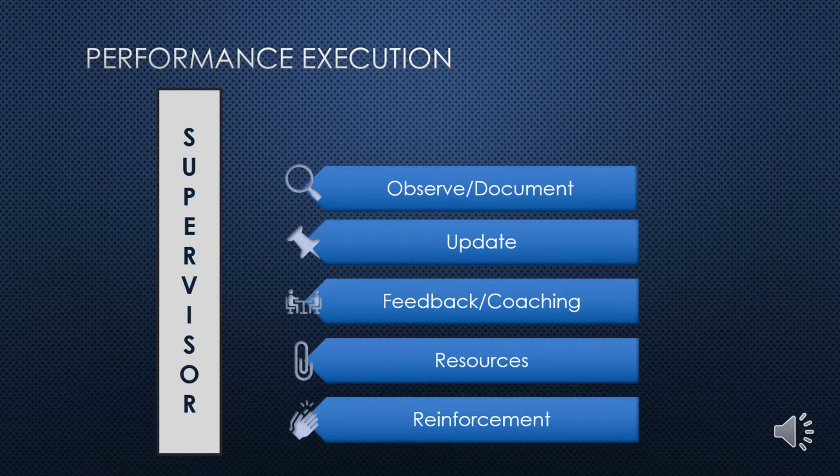While the employee carries the brunt of the burden for performance execution, there are key components of the process that lie squarely on the supervisor's shoulders. These include observing and documenting the employee's performance. Also, the supervisor should update the employee on any changes to the set goals. In addition, they should give feedback and coach the employee as they work toward those goals.